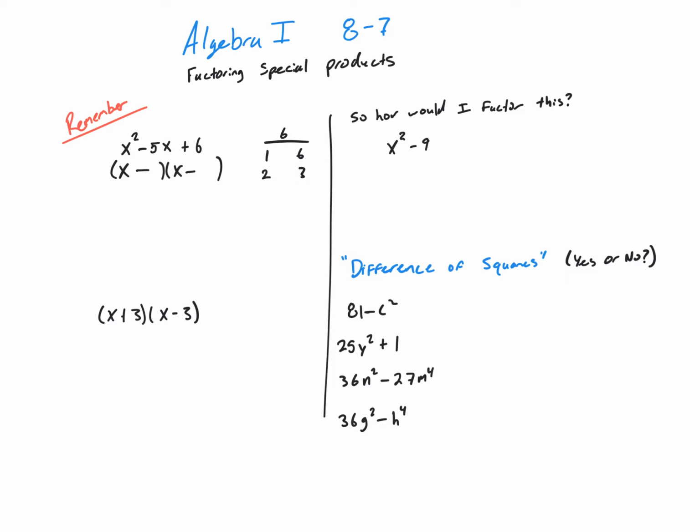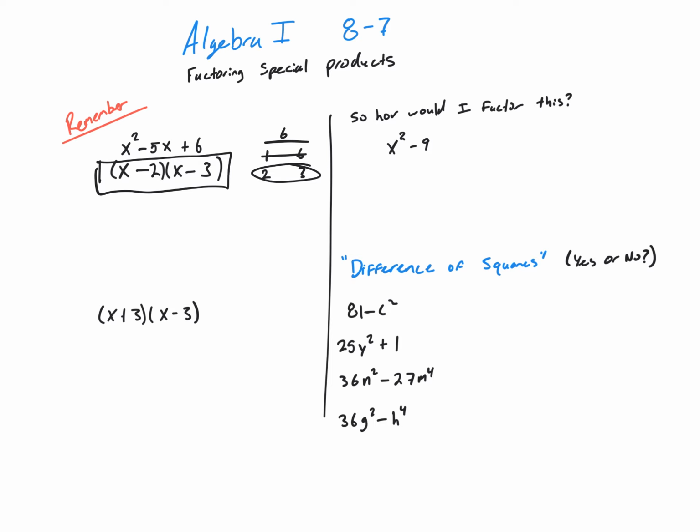Notice 1 and 6 add up to 7, so that's not it. 2 and 3 add up to 5, so that's the combination I need. So here we go, 2 and 3. So this would be the factored form of that. Okay, so that's what we're doing, is we're going to be factoring today.